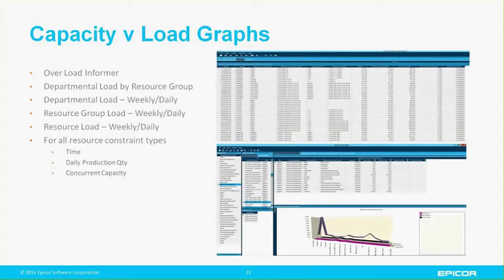The capacity versus load graphs available within the workbench allow the master scheduler to see where their capacity constraints are. The supported views are the overload informer, which shows the degree of overload per day on each resource across the planning horizon, and the departmental load versus capacity graph, which can be looked at either by resource group or by resource group by week and by day. The resource group and resource load versus capacity graph can also be shown by day and by week, showing load versus capacity on all the resource constraint types, such as time, daily production quantity, and concurrent capacity.